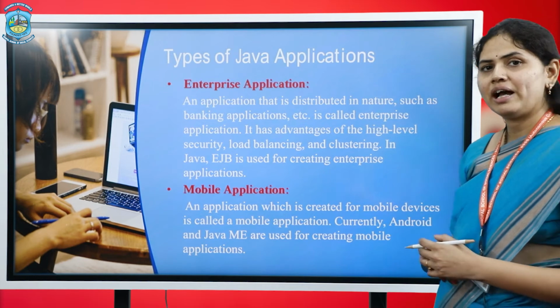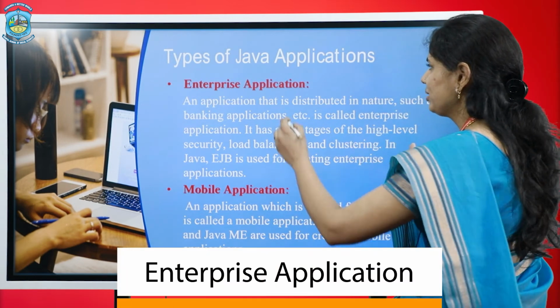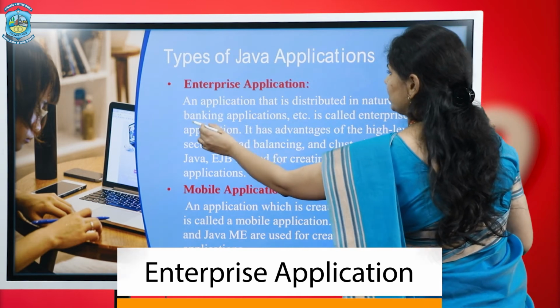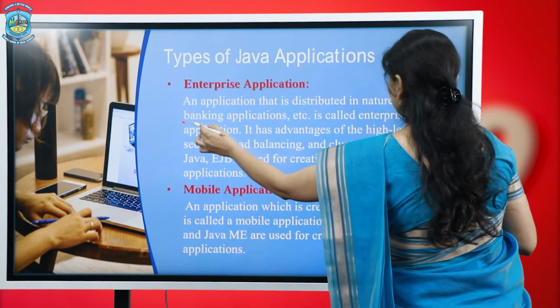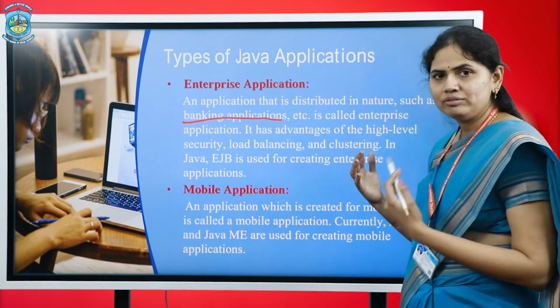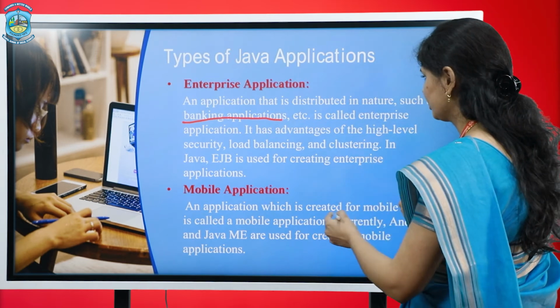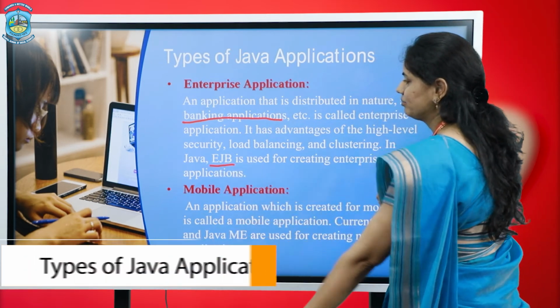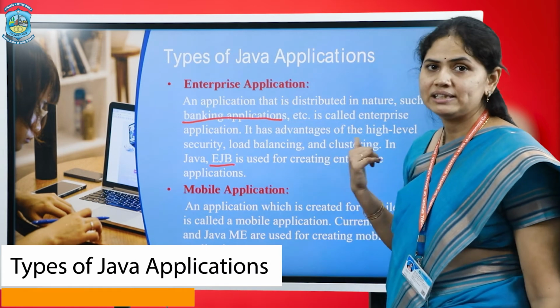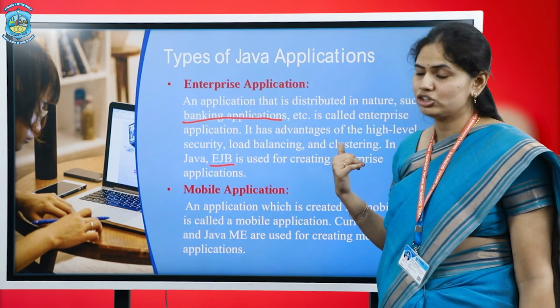Next type of Java application is enterprise application. An enterprise application is generally distributed in nature, and these are banking applications, and we can develop banking applications with the help of enterprise applications. So EJB is the concept, that is Enterprise Java Beans. That is the concept which is used to create these kinds of applications in Java.